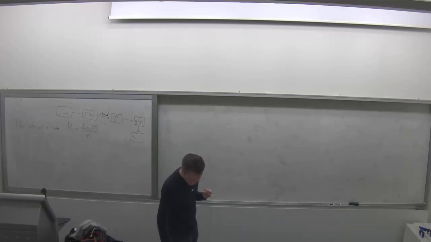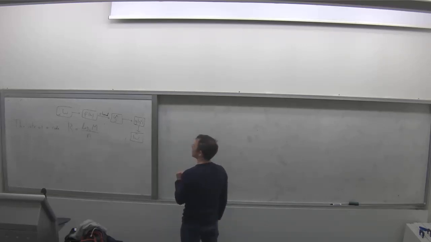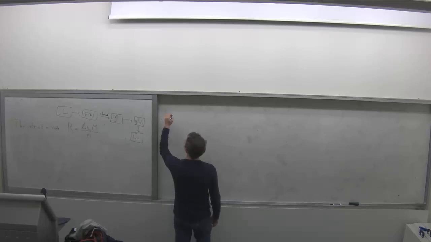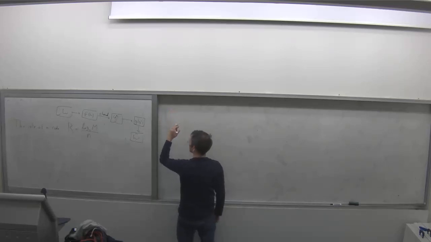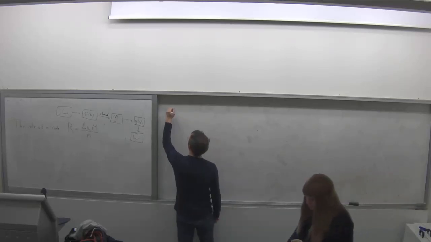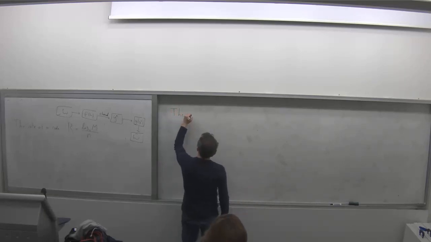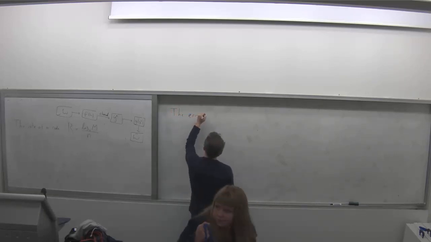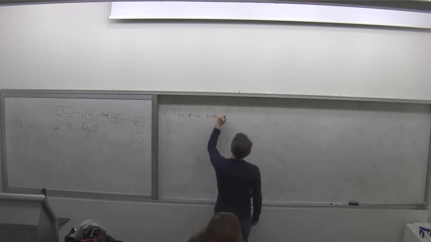And we said 0 is going to be only as n goes to infinity. So let's just define the error thing more properly. We want to talk about an error, the error of a code, or the error probability of a code.